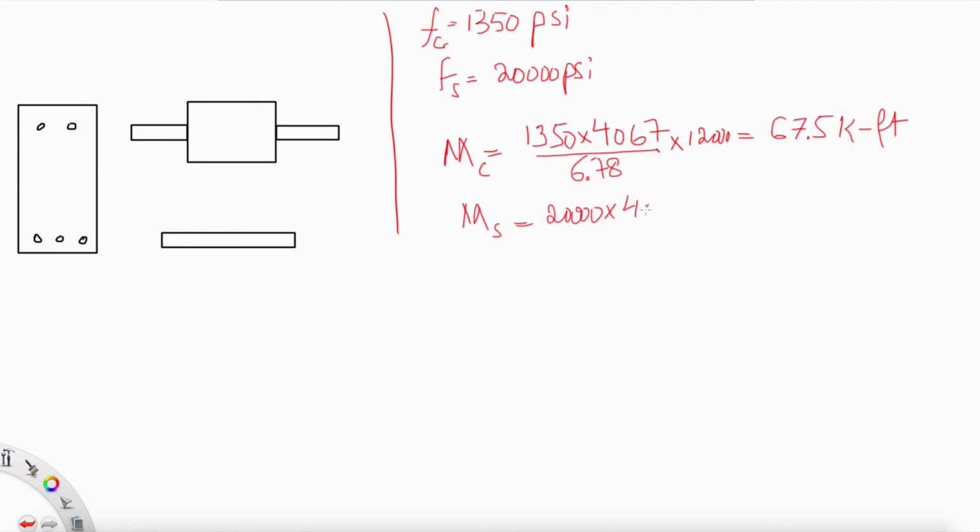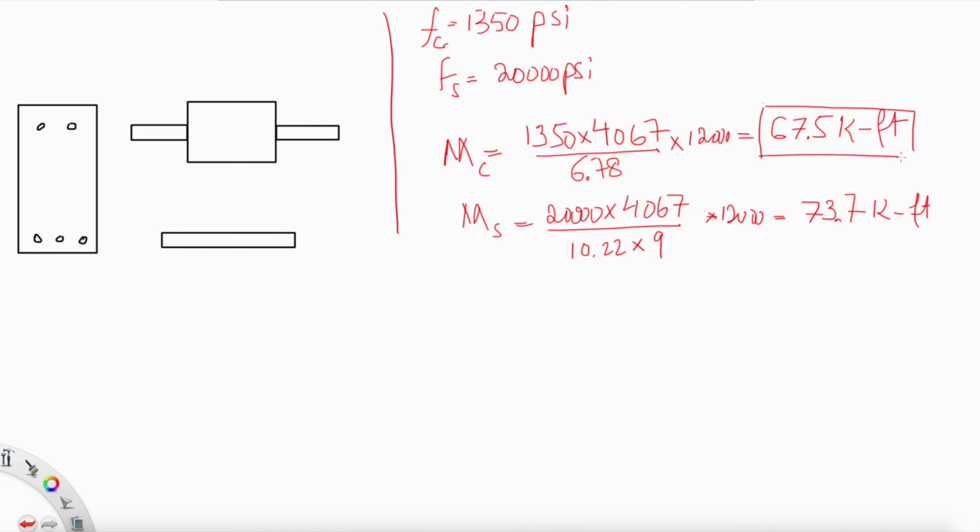If you want to do the same for steel, 27,000 multiplied by 4067 divided by 10.22 multiplied by n, which is 9, multiplied by 12,000 for unit conversion. This will give me 73.7 kip-foot. So here we can see the moment in concrete is less than the moment in steel. That means when we design, we have to design to this, because this really governs.